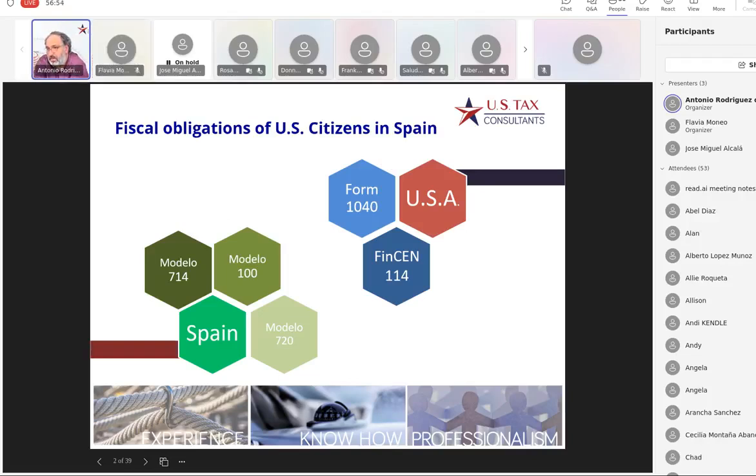I'm going to start telling you more or less what the general thing of this presentation is, in which we will talk about the fiscal obligations of U.S. citizens. As you know, in the USA you have two fiscal obligations, which are the 1040 form, and also FinCEN 114. The FinCEN is the FBAR, the Foreign Bank Account Report.